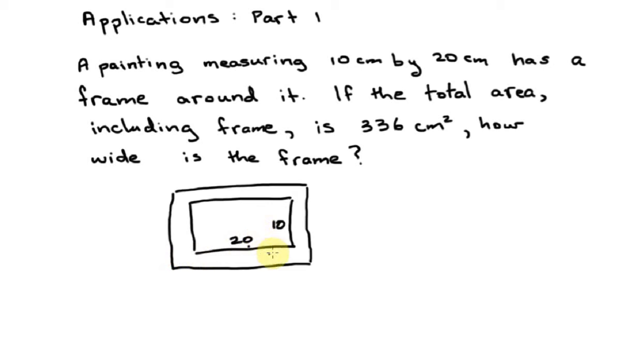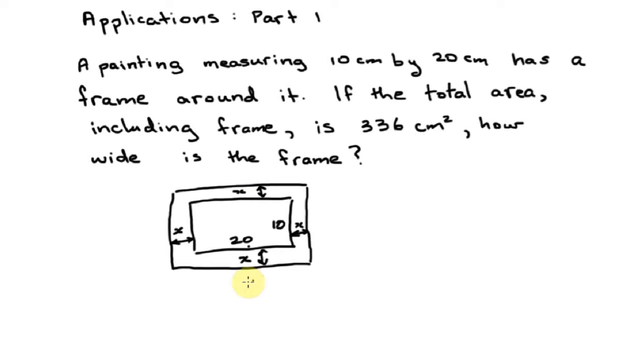Okay. Now, we have the 20 centimeters and the 10 centimeters, but we don't know how wide this frame is that goes around. So I'm just going to call that width x. Now we're talking about this distance here. That's the same as this distance here, which is the same as this distance here, and that's the same as this distance here. So x is the width of the frame around the painting.